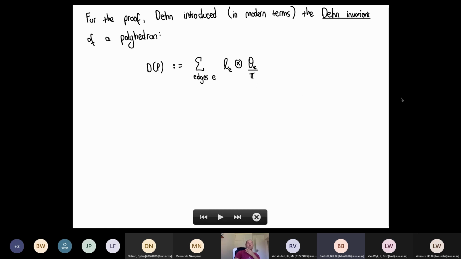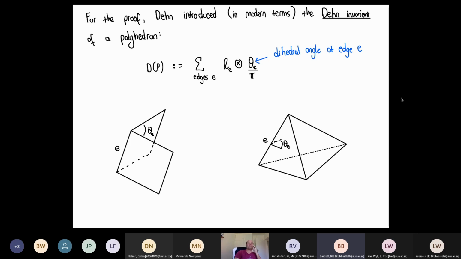So let me try and explain some of these terms. So this here is the length of the edge. It's just a real number. This here is the dihedral angle at the edge E. So if you have a polyhedron, that means you have a bunch of planes meeting at edges. And at each edge, you can take this interior angle formed by the planes. And we call that the interior dihedral angle at that edge. So for example, here's a tetrahedron. The dihedral angle at E is this angle here, theta E. So that's going to be a certain angle, and it's going to be an angle between 0 and pi, and we divide it by pi.